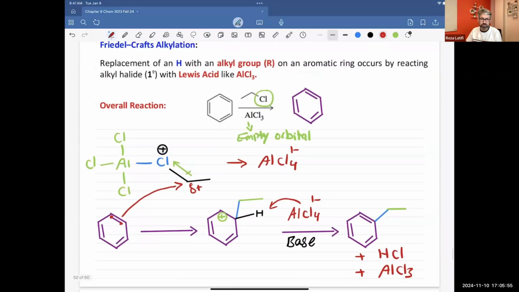This one will be really straightforward if your alkyl halide is a primary alkyl halide, so your carbon is a primary carbon. Now what will happen if you have a secondary or tertiary? In that case you might get a rearrangement, so you need to include that in your calculation.